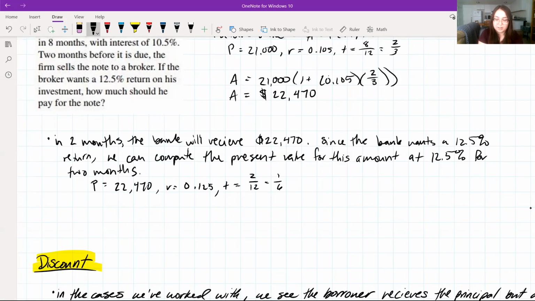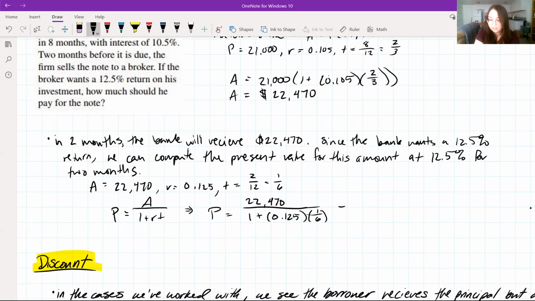All right, so now we can put all these values together. Our future value, not our principal or our present value, because that's what we're trying to find, was $22,470. And now we want to plug this into our equation. So we have P is equal to A divided by 1 plus RT. It's going to give us P is equal to $22,470 divided by 1 plus our rate, which is 0.125, times our time, which is going to be 1/6. So I invite you to pause the video and calculate this value on your own.